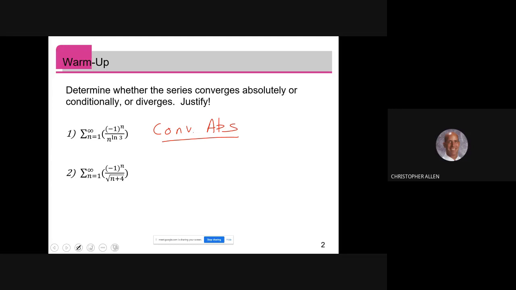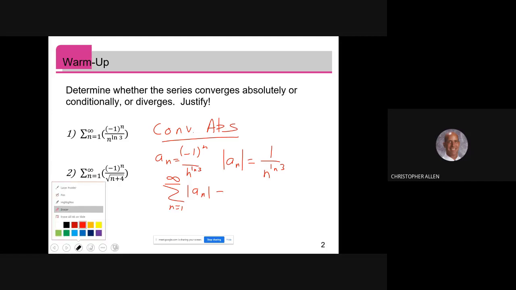Okay, so I think what you're saying is that if a sub n is negative 1 to the n over n to the ln of 3, then the absolute value of a sub n would be 1 over n to the ln of 3. Is that what you mean? Yeah, okay. The absolute value of the function. So you're saying that if I did the sum from n equaling 1 to infinity of this absolute value of a sub n, you found that, in fact, let me write this a little bit more correctly here. You found that this tends to what number?